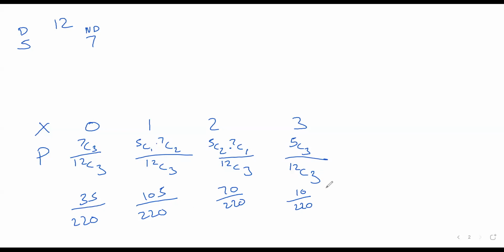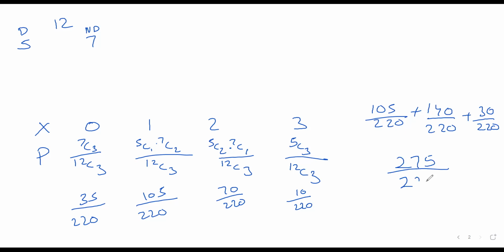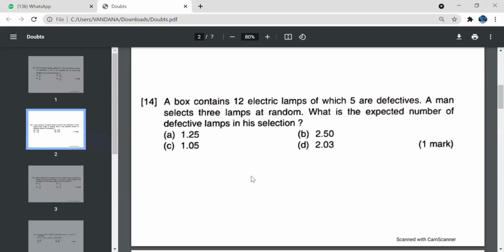Now we have to find the expected value here. The expected value will be 105 upon 220 plus 140 upon 220 plus 30 upon 220. The first term is zero, so it contributes nothing. That gives 275 upon 220. So 1.25. A is the answer.